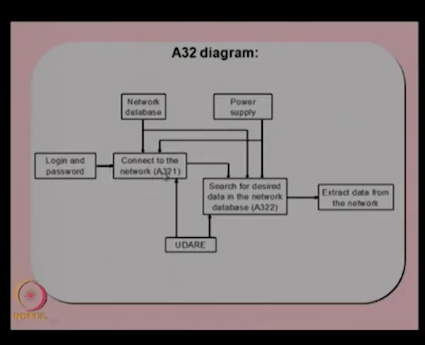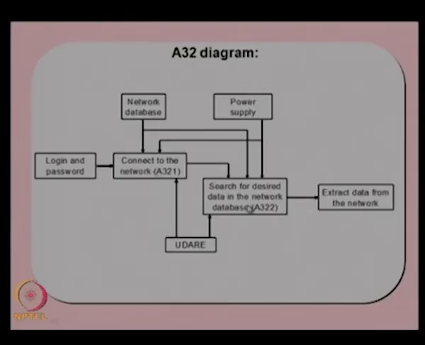So, in A32, connect to the network is basically to search for data. Connect to the network is one function, and then search for desired data in the network database is another function. So, these 2 functions will provide you the data which is needed to provide the service. The extracted data from the network will be the output from this block. Again the login and password information will be provided in order to search the network database, and then the desired data will be given to the next level function. So, this is how we decompose the function A32.